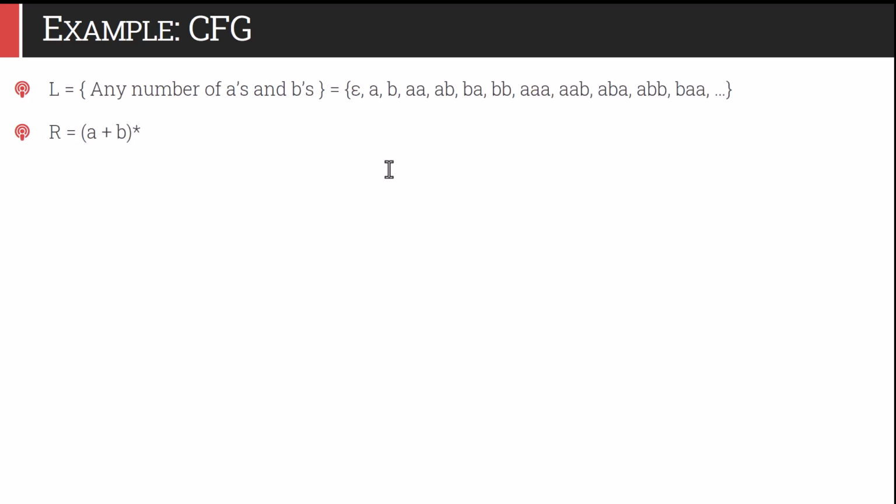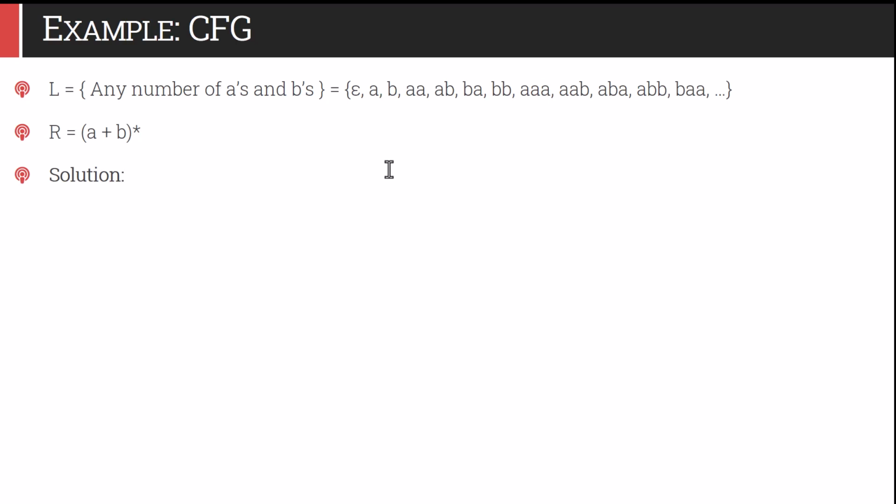L is equal to any number of a's and b's. That could be zero a, zero b, one a, one b, two a's, one a, one b, any combination of a and b. The regular expression for that would be (a+b) whole star. In any order we can read a and b. It's not like we should read first a and then b only. It is not a^n b^m. It is (a+b) whole star.